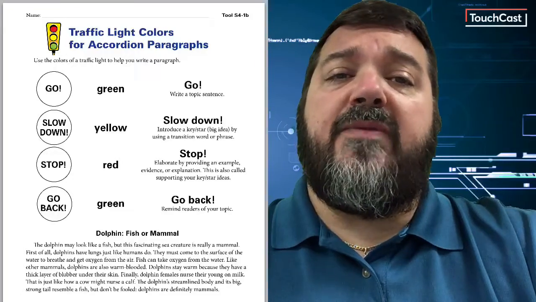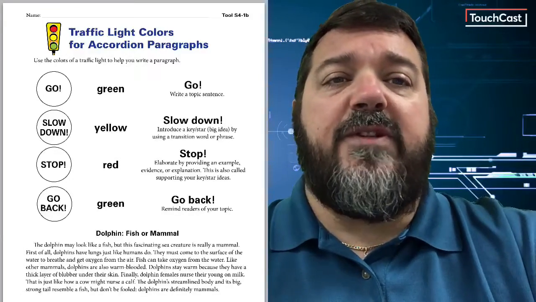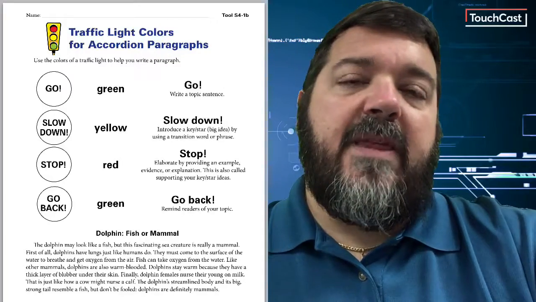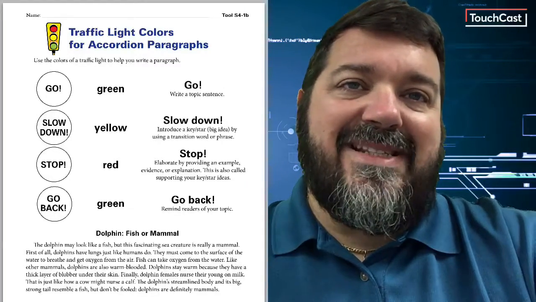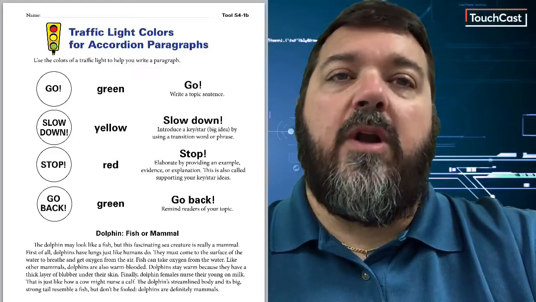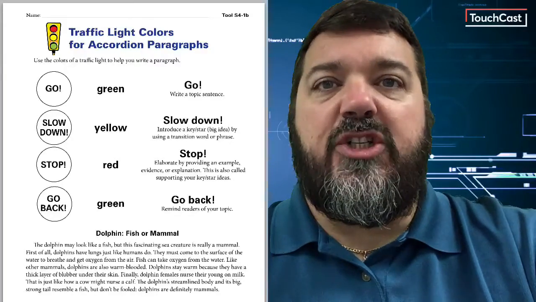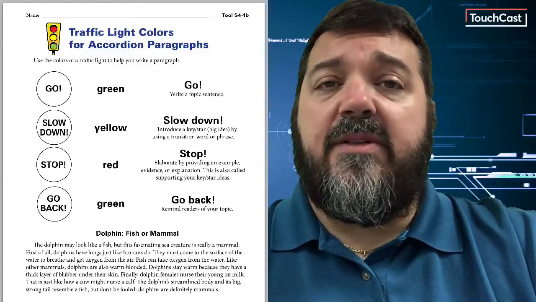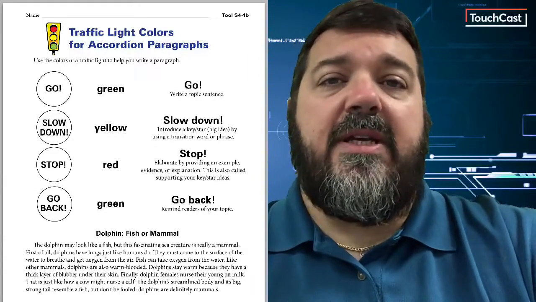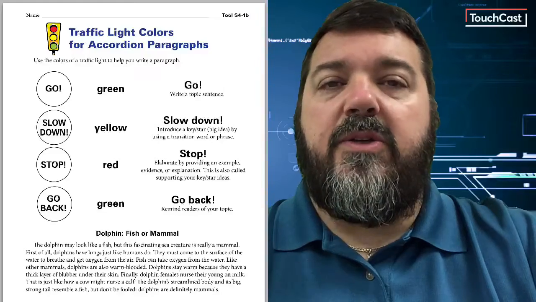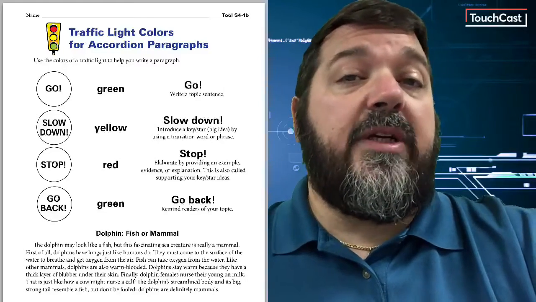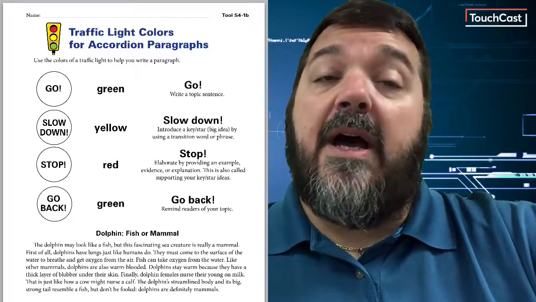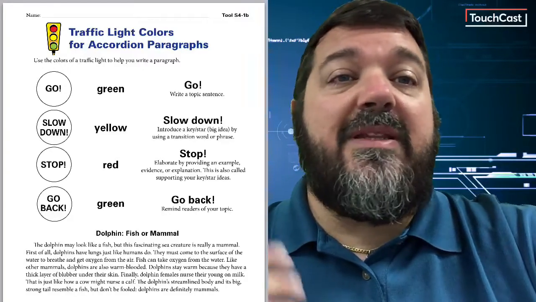And then what I want you to do after that is look at the paragraph down below, "Dolphins, Fish, or Mammals." I want you to read through the paragraph. Identify the introduction, the topic sentence. Then what are the transitions and key ideas or star ideas? Next, what's the evidence? How do we elaborate on those key ideas? And then finally, highlight again in green the conclusion, because we come right back around. The next screen is going to be the answers.